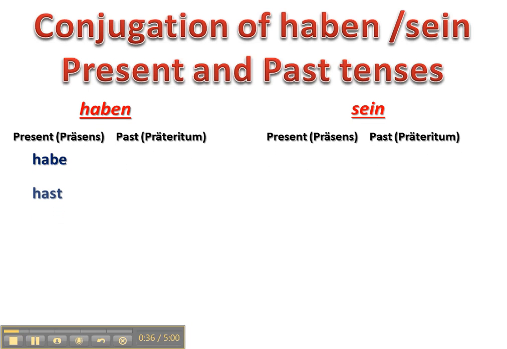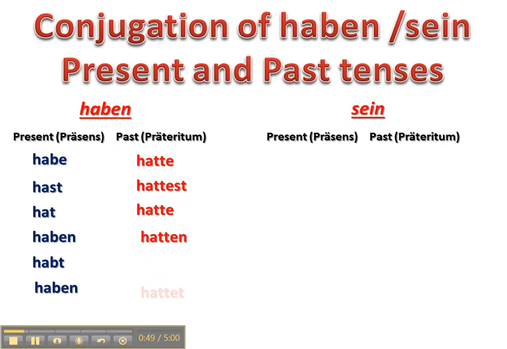Ich habe, du hast, er hat, wir haben, ihr habt, sie haben. And hopefully you have learned this already, especially in my class. One of the first things you would learn. The past tense, ich hatte, du hattest, er hatte, wir hatten, ihr hattet, and sie hatten. So this is the simple past or Präteritum of the verb haben, sometimes also referred to as the imperfect.